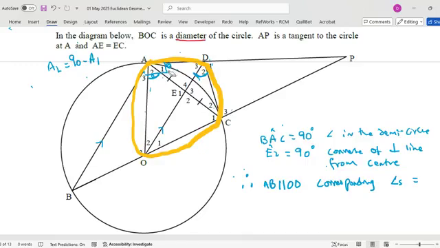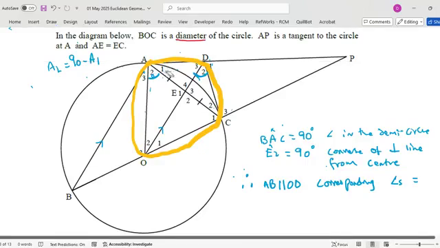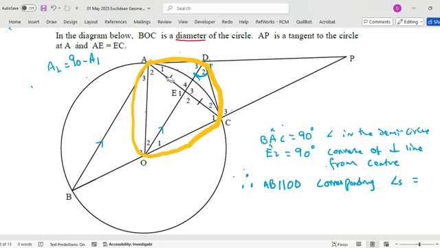Wouldn't it be that the angles in the same segment have to be equal? If we use the angles in the same segment, it's because it's a cyclic quad, but it's not a cyclic quad yet. So we can't use the cyclic quad as a reason.